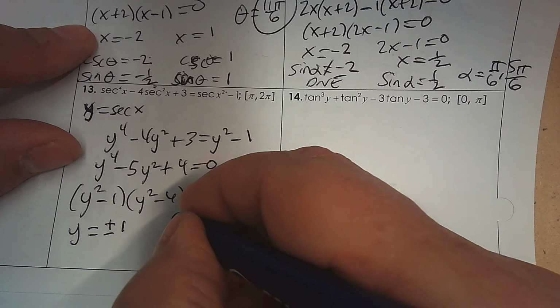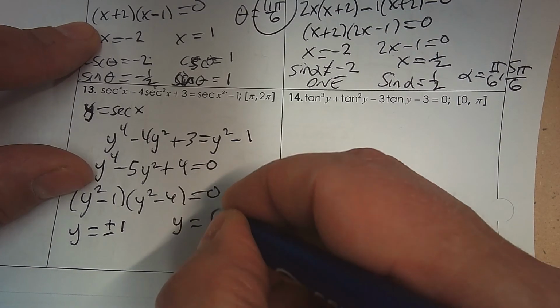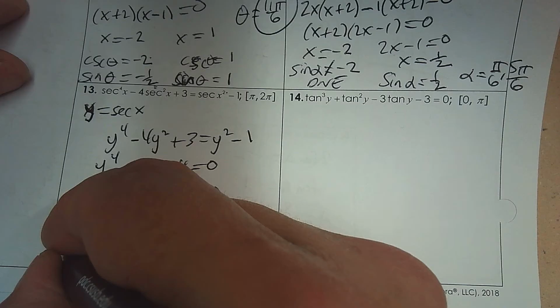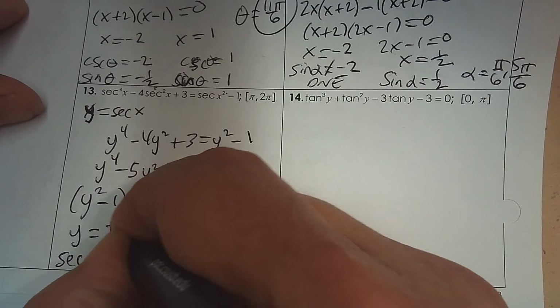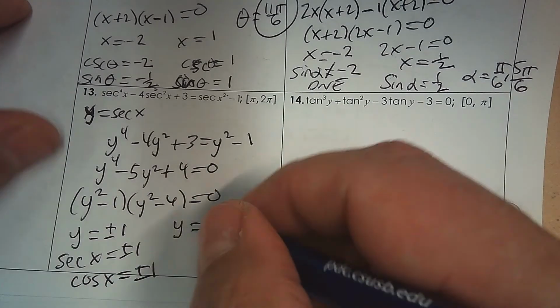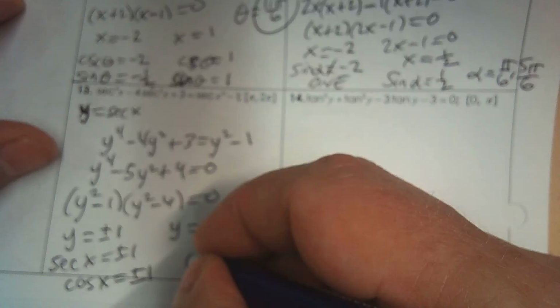And on this side, when you solve it, add 4 and square root, it's going to be positive or negative root 2. Then put in secant. Now the reciprocal of that, cosine, is positive or negative 1, while the reciprocal of this is 1/2.